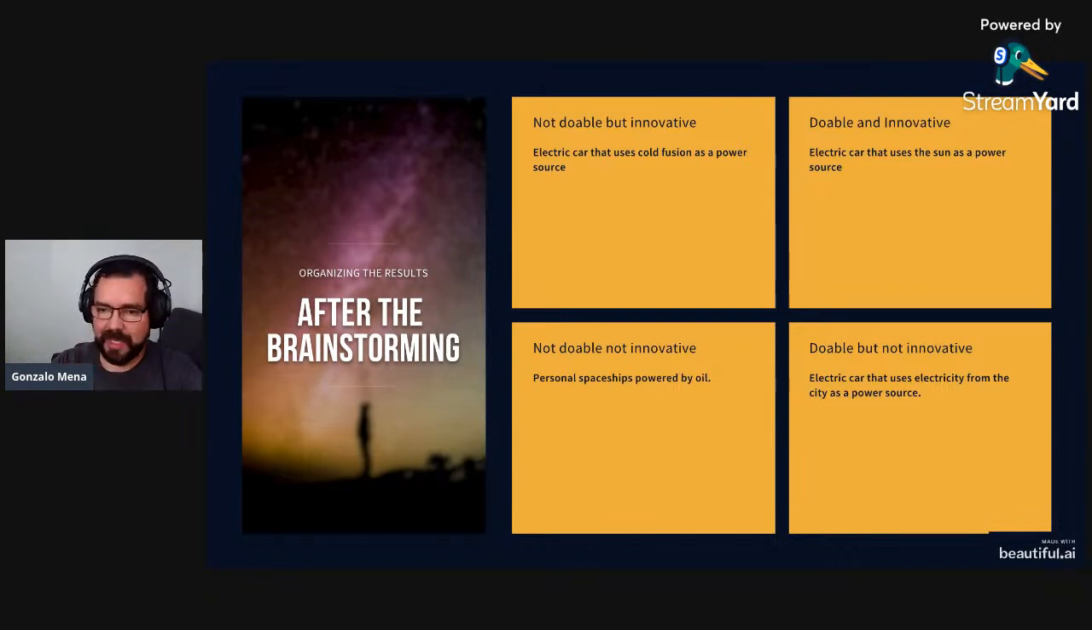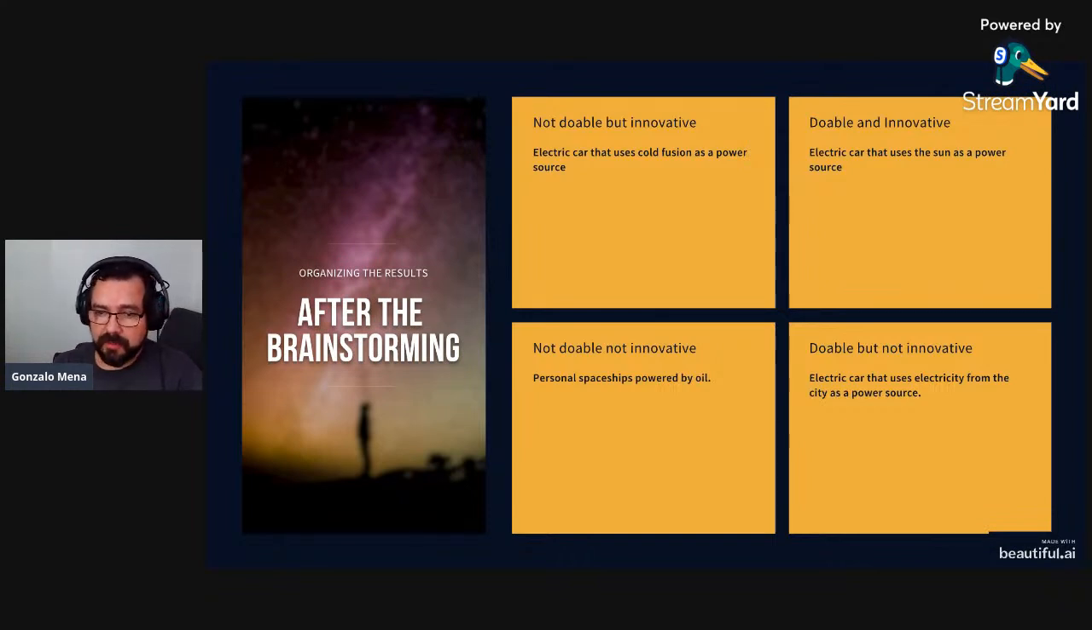On the bottom right, we have doable but not innovative. An electric car that uses electricity from the city as a power source. I plug the car to the house electricity, it charges, and I can use the car. That's doable. It's already been done. It's not innovative because it's already working out there. You probably have seen electric charging stations in some pictures, perhaps in your town.